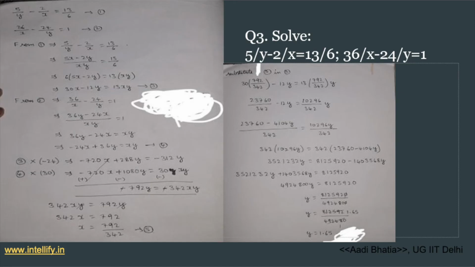So 342xy is equal to 792y. The y's will get cancelled, and it will be 342x is equal to 792, so x is equal to 792 upon 342. Hence we'll form equation 5 from here and leave it like this.